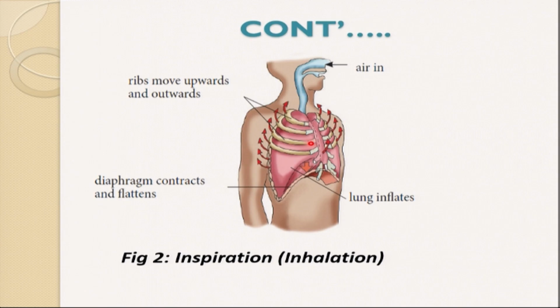The diaphragm contracts and flattens. Normally, it contracts and moves downward. Automatically, the external intercostal muscles contract, and once they contract, that will force the internal intercostal muscles to relax. And the air must be drawn from the environment into the lungs. That is referred to as inspiration or inhalation.